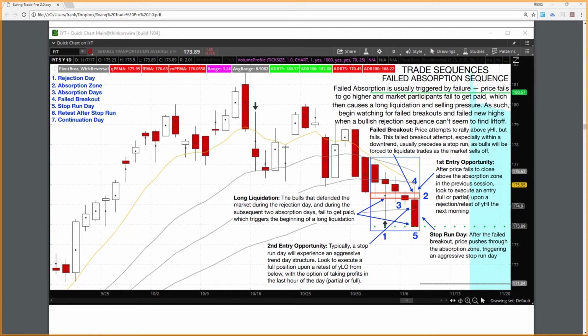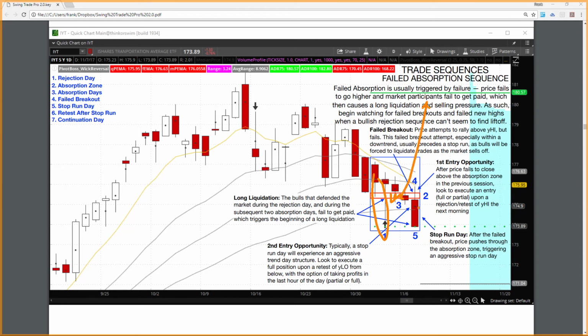So failed absorption is usually triggered by failure: price fails to go higher, and market participants fail to get paid, which then causes a long liquidation and selling pressure. As such, begin watching for failed breakouts and failed new highs when a bullish rejection sequence can't seem to find liftoff. So again, usually if you have a great rejection, great absorption, you're looking for this to pop higher.